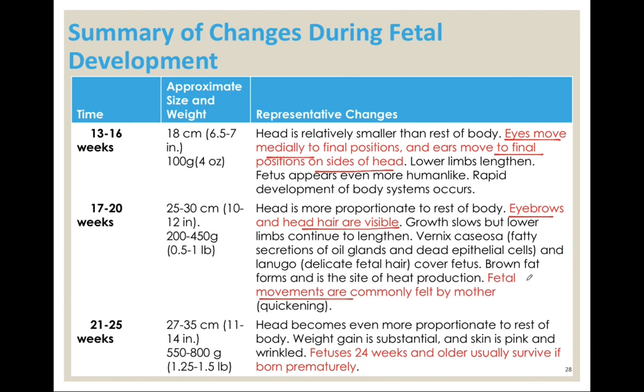Now at this point, development is taking place rapidly. However, babies that undergo a premature birth at this stage will not survive. It is only between week 21 and week 25 that we see fetuses surviving if born prematurely. A fetus at 24 weeks of age can survive if it is born prematurely, and the reason for this is that by this point the respiratory system is just about finished developing.